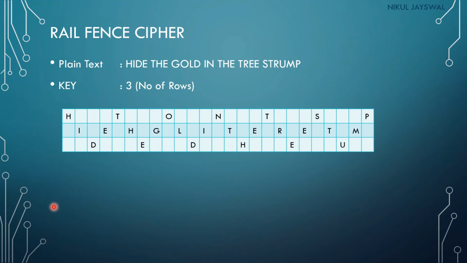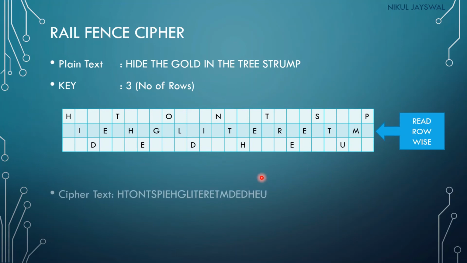Now after arranging this plain text in a zigzag manner, we will read this message row wise. Clear? So we will take the first row. Our ciphertext will be STONTSPIEHGLITERETM and DEDHEU. So this will be our ciphertext. This is how we can perform the encryption in the rail fence algorithm.